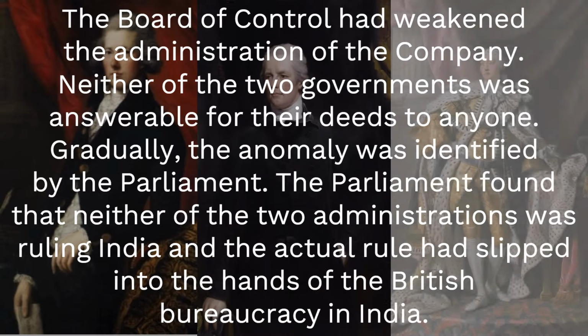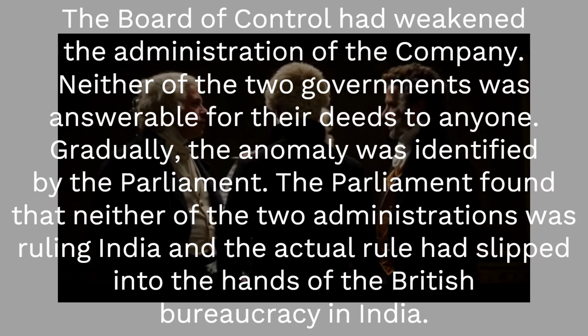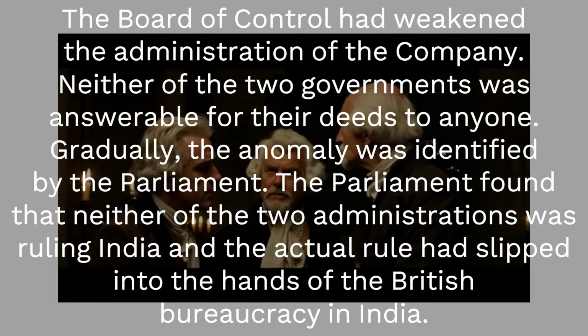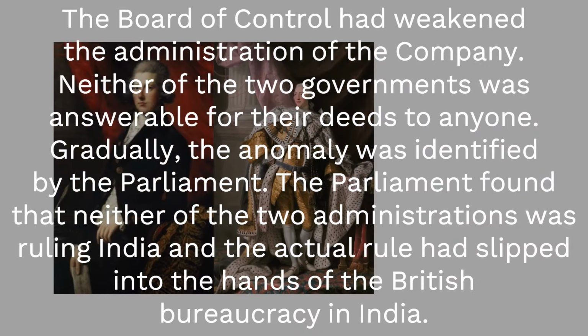The Board of Control had weakened the administration of the company. Neither of the two governments was answerable for their deeds to anyone. Gradually, the anomaly was identified by the Parliament. The Parliament found that neither of the two administrations was ruling India and the actual rule had slipped into the hands of the British bureaucracy in India.